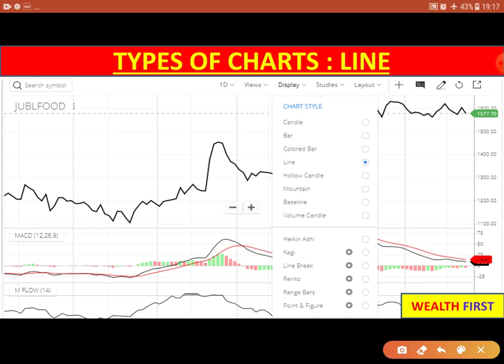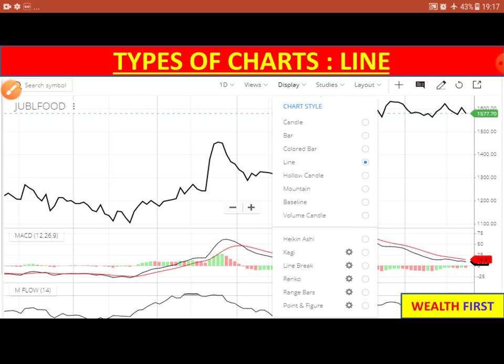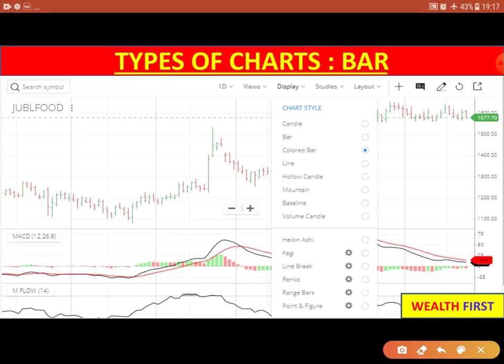Various kinds of chart styles are there, in which there is candle, bar, colored bar, line, hollow candle, mountain, baseline, and various others. Presently I have put in the line chart, so this is the line chart which is visible in front of you. Now if I change to colored bar, this is the colored bar. The bar in which there has been selling is shown in red, and the bar where the bullish sentiment is there and buying has happened is shown in green.